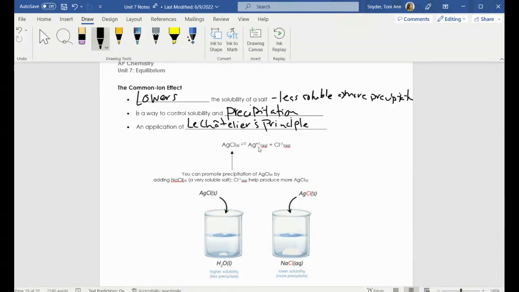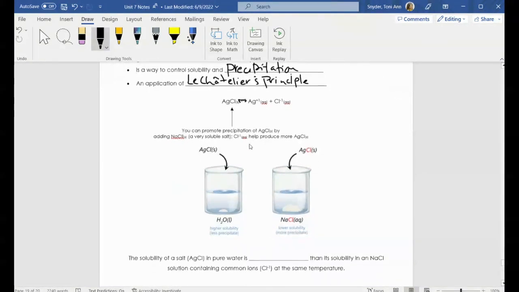So for example, I can promote precipitation of silver chloride by adding some sodium chloride solution. The sodium chloride salt is going to dissociate, which increases my concentration of chloride ions, which would force the reaction to go in the reverse direction. I can produce more silver chloride if I add salt or if I add a solution that has chloride ions already dissolved in it. So for example, let's say I have this solution right here.